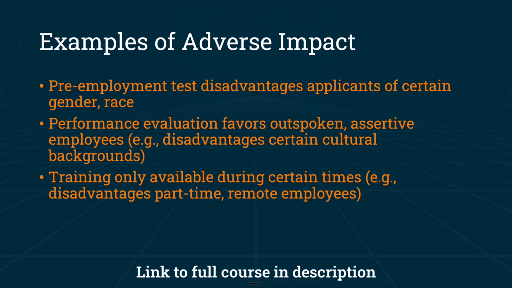Examples of adverse impact are a pre-employment test that disadvantages applicants of certain genders or races, and performance evaluations that favor outspoken, assertive employees. The idea here is that such a performance evaluation may disadvantage certain cultural backgrounds who may be more introverted or less outspoken. And finally, training that is only available during certain times. The idea here is that certain training options may disadvantage part-time or remote employees.